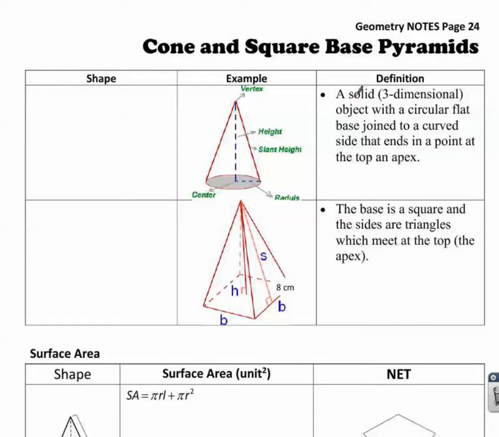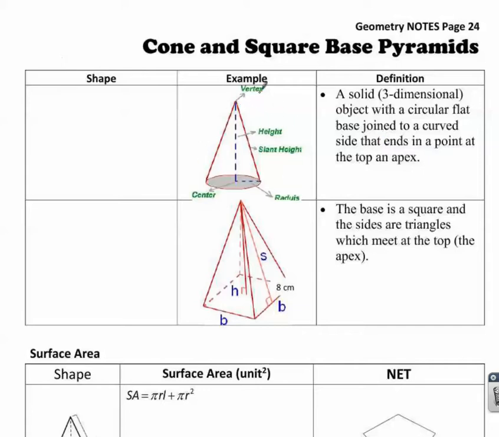Today we're going to be talking about cone and square base pyramids. For example, right here, this is going to be a cone. It almost looks like an ice cream cone flipped upside down. It is a solid or three-dimensional object with a circular flat base joined to a curved side that ends in a point at the top, the apex.